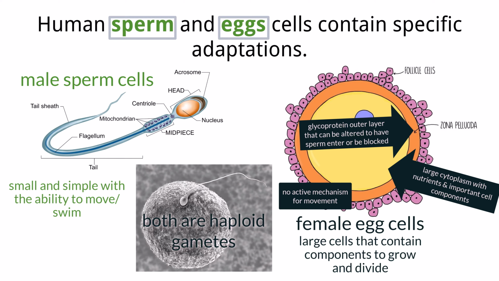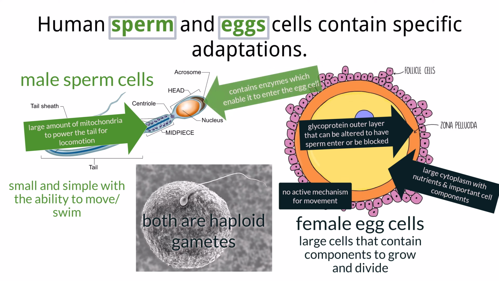If we take a look at sperm cells, they are much smaller, with very little internal components in their cytoplasm, and have a tail packed with mitochondria, making them able to move up the reproductive tract of the female and allow them to potentially find an egg to fertilize. The head of the sperm contains enzymes that allow it to break down the protective layer around the egg to reach the plasma membrane and fuse to release the genetic information.